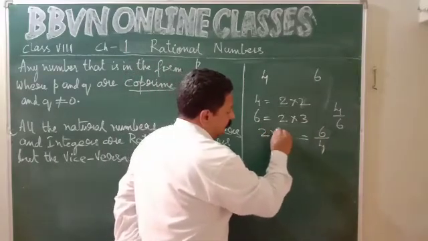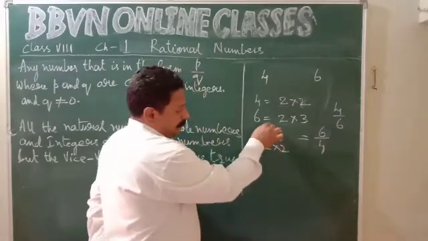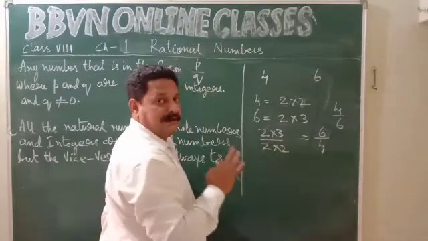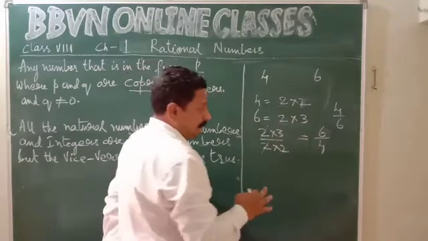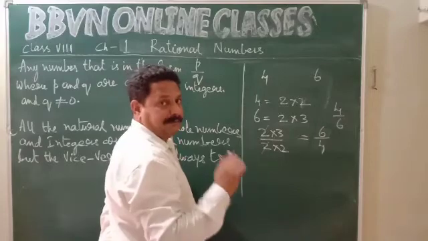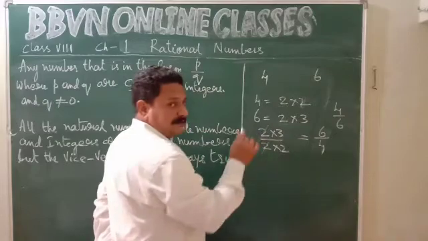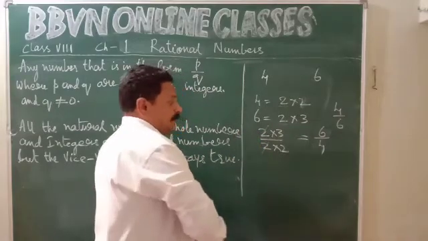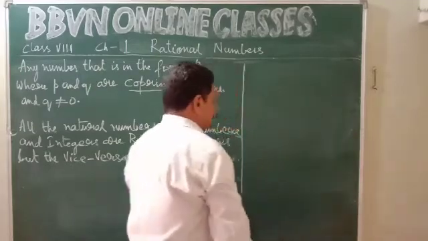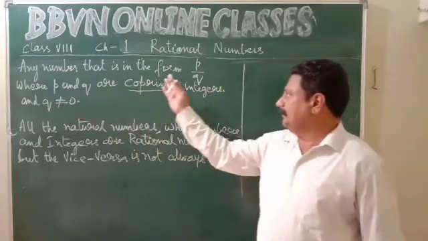Like 6 upon 4. 6 can be written as 2 into 3. 4 can be written as 2 into 2. Now their common factors can be eliminated. So 3 upon 2 is a genuine rational number. But 6 upon 4 is in the rational form but not a genuine rational number. 6 upon 4 you can say is equivalent to 3 upon 2, right? So you need to understand co-primes, okay?